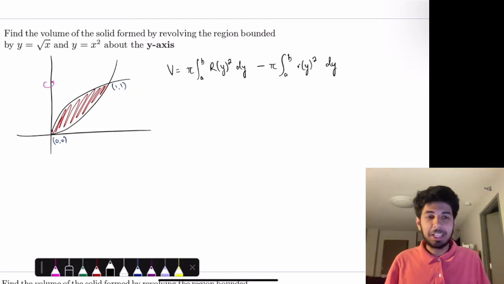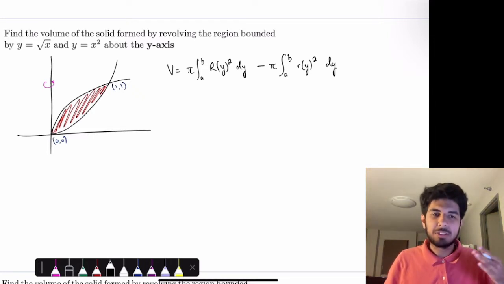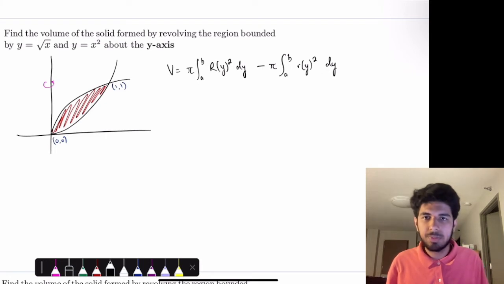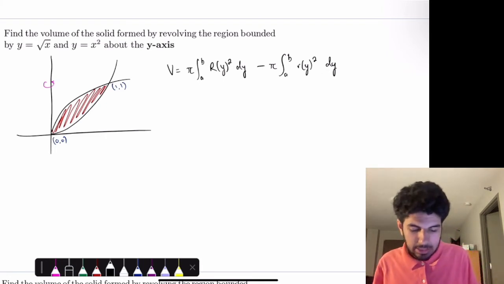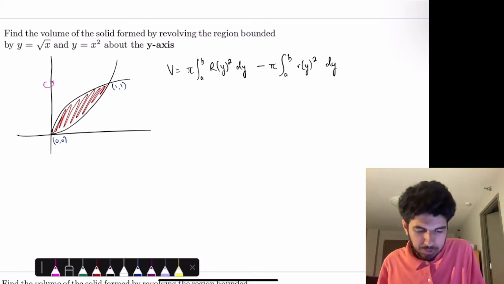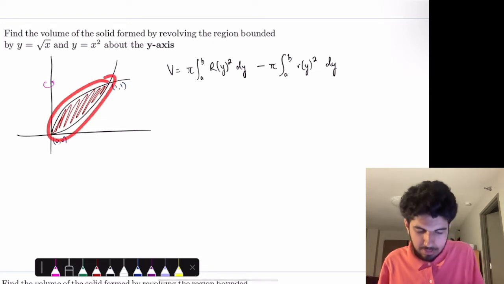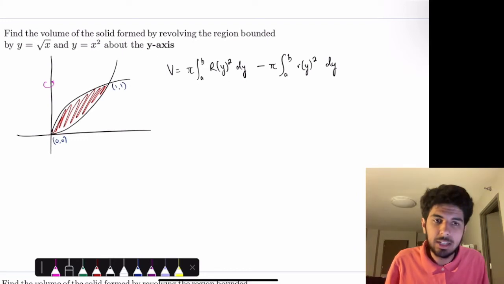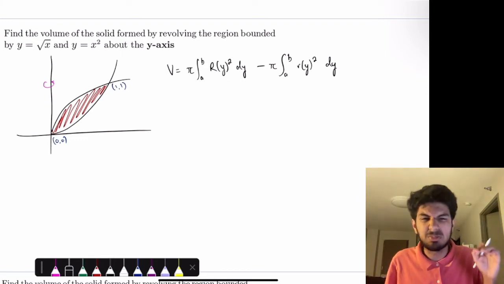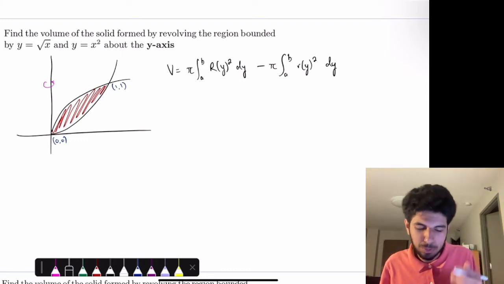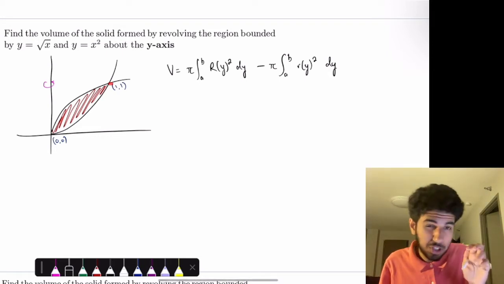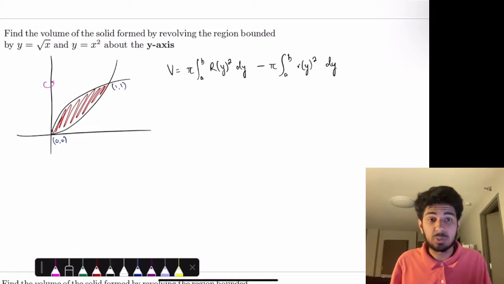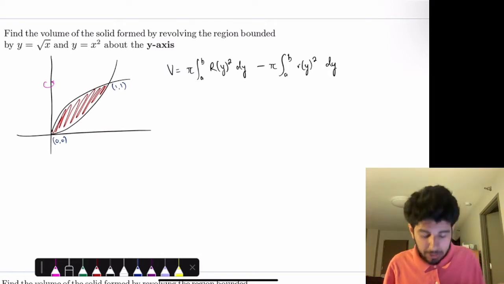Okay, again, we have to find the bounds of integration. We have to find capital R, lowercase r. We'll start with the bounds. So the region is bounded by these curves. It starts at y equals 0. That's the smallest y value within the region. And the largest y value within the region is 1. So we're prompted to think that our bounds are 0 to 1.